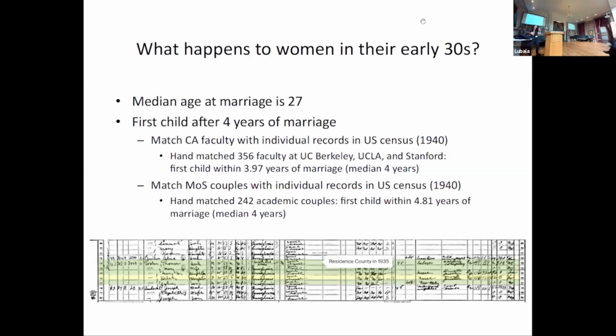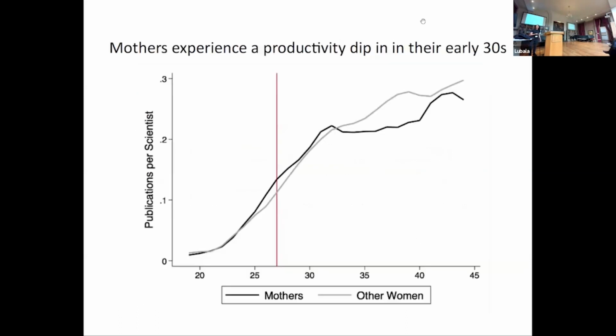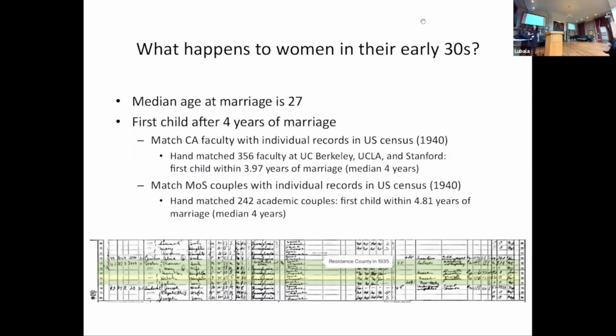And so for 242 academic couples, I can look at when they have their kids. They have their first kid typically after 5 years, and again with a median of 4 years. So the median scientist has their first kid after 4 years. And so go back, that kind of coincides precisely with when this productivity decline occurs.